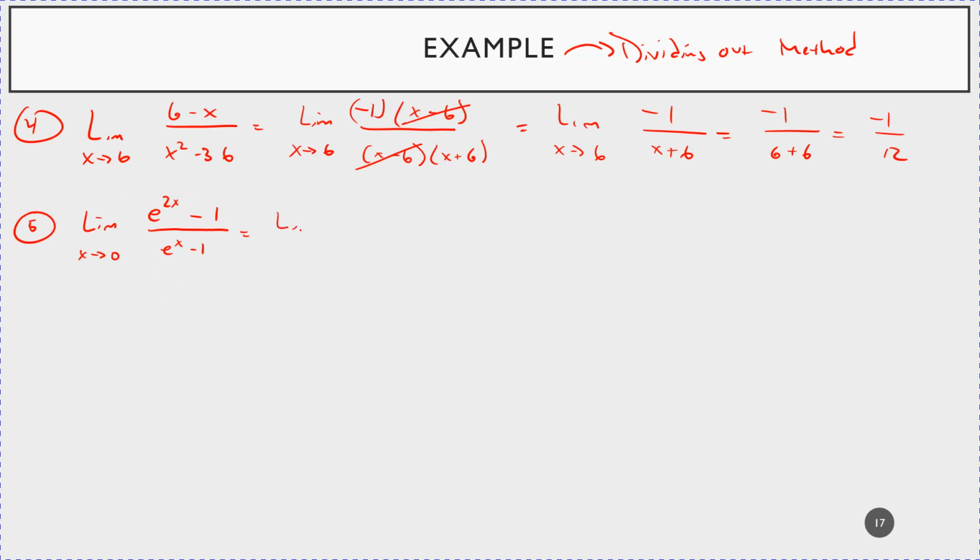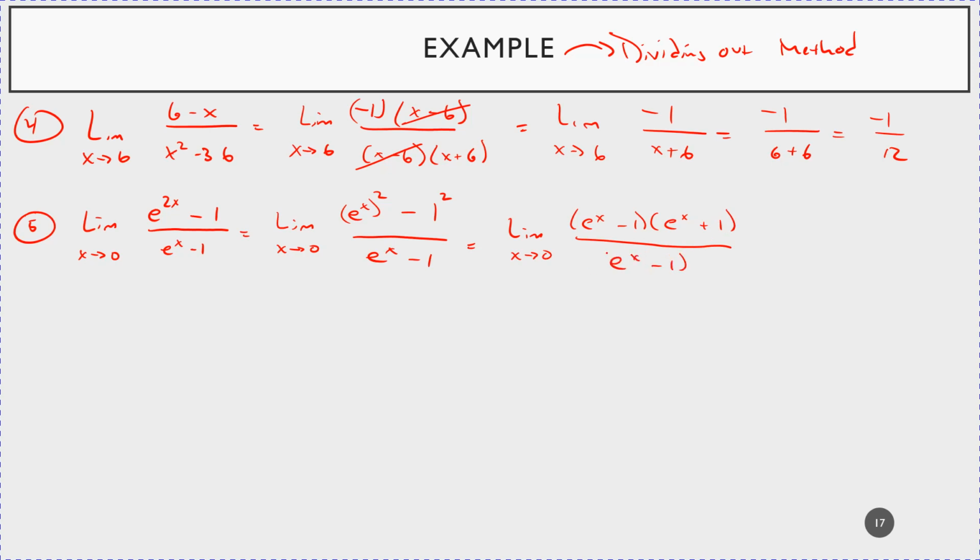Well, check this out. I could rewrite this as e to the x squared, right? Because when you raise a power to a power, you multiply. Minus 1. Well, 1 is the same thing as 1 squared. All over e to the x minus 1. Now look, you have the difference of 2 squares in the numerator. So this is the limit as x goes to 0. This is literally going to factor as e to the x minus 1 times e to the x plus 1, divided by e to the x minus 1.